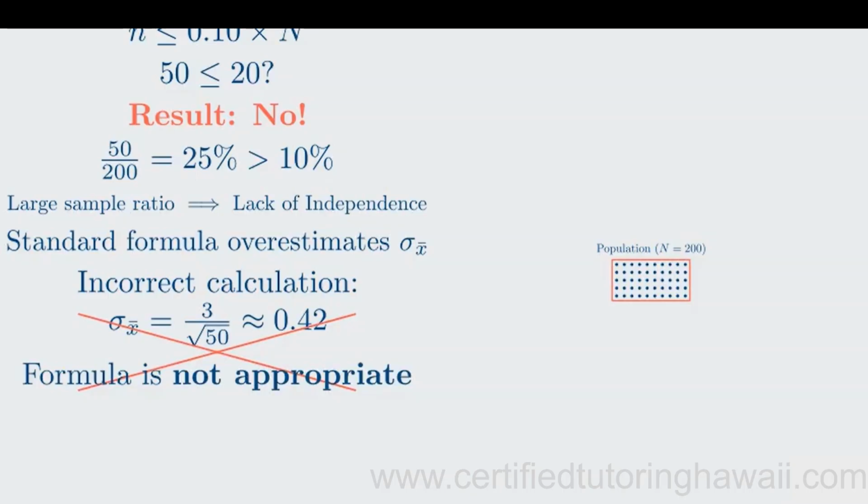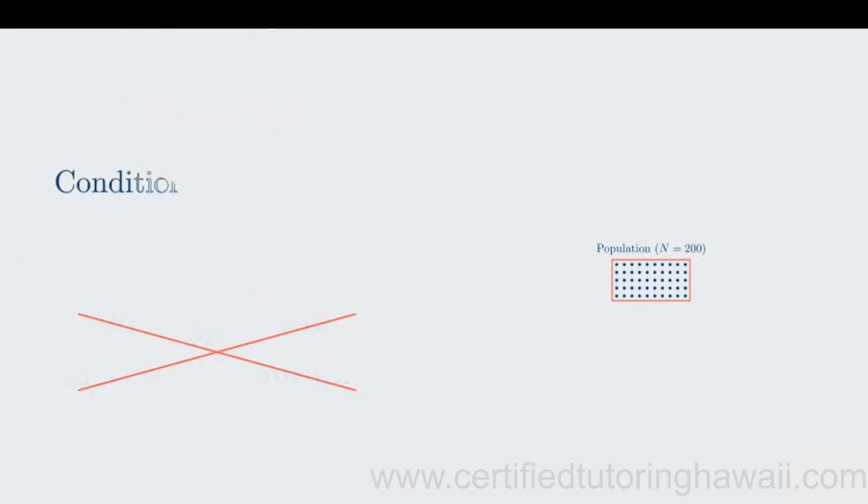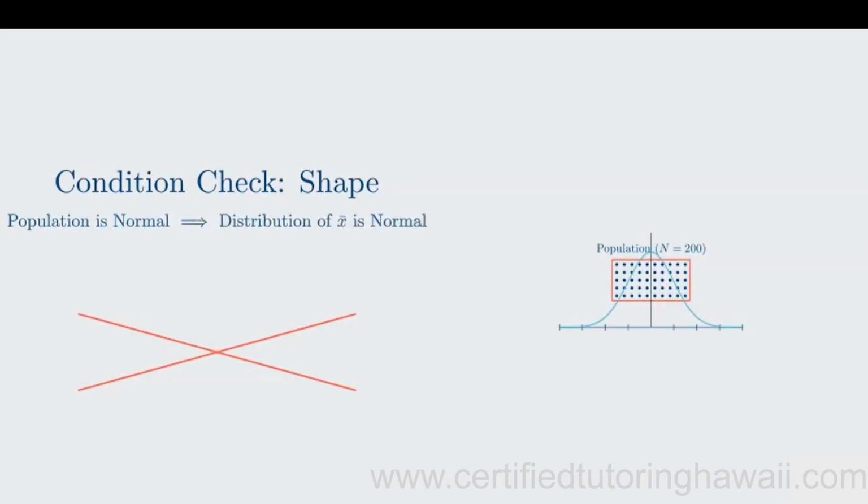In AP statistics, if you see the condition is violated, your answer should be that the standard formula for the standard deviation of the sampling distribution is not appropriate. However, let's look at the shape. Since the population is approximately normal, the sampling distribution of the sample mean would still be normal, regardless of the sample size. The shape is fine, but the spread calculation is compromised.